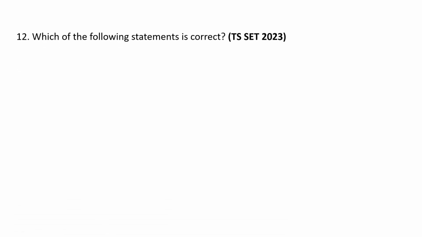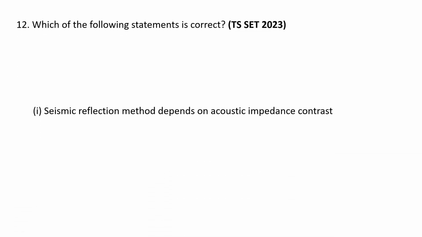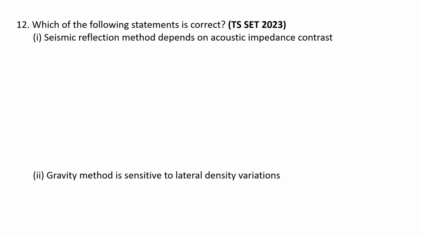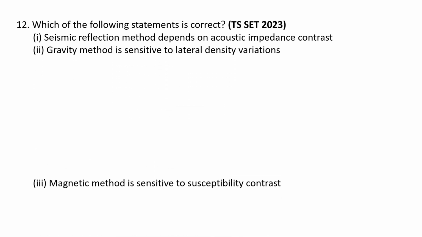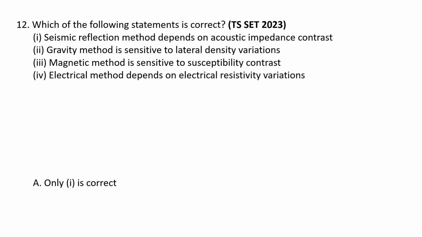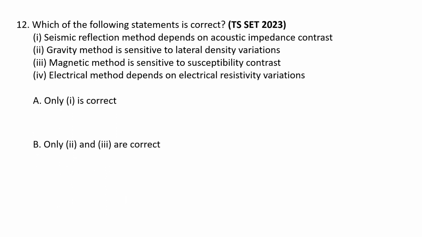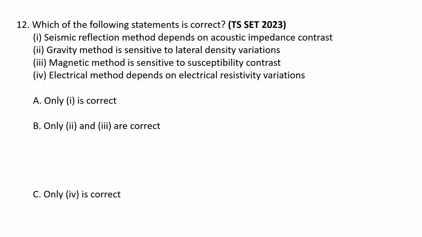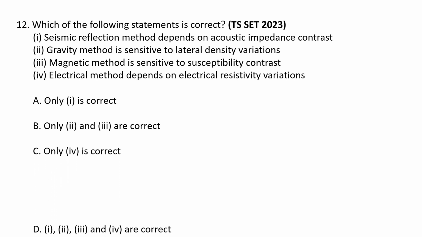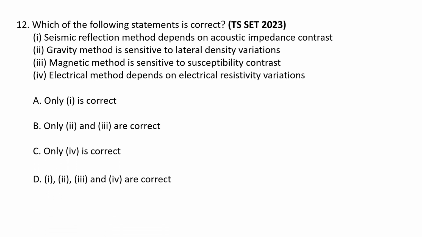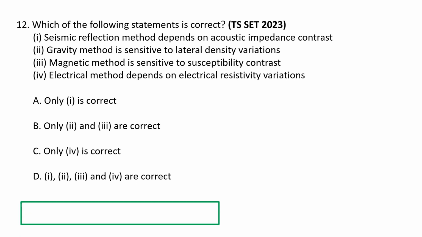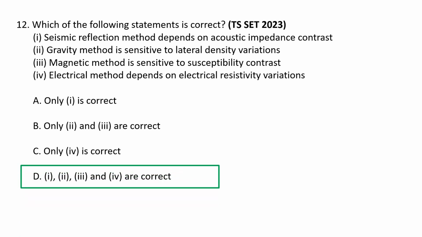Next question. Which statement is correct? 1. Seismic reflection method depends on acoustic impedance contrast. 2. Gravity method is sensitive to lateral density variations. 3. Magnetic method is sensitive to susceptibility contrast. And 4. Electrical method depends on electrical resistivity variations. So out of this, A, B, C, D are given. A, only 1 is correct; B, only 2 and 3 are correct; C, only 4 is correct; and D, 1, 2, 3, 4 are correct.